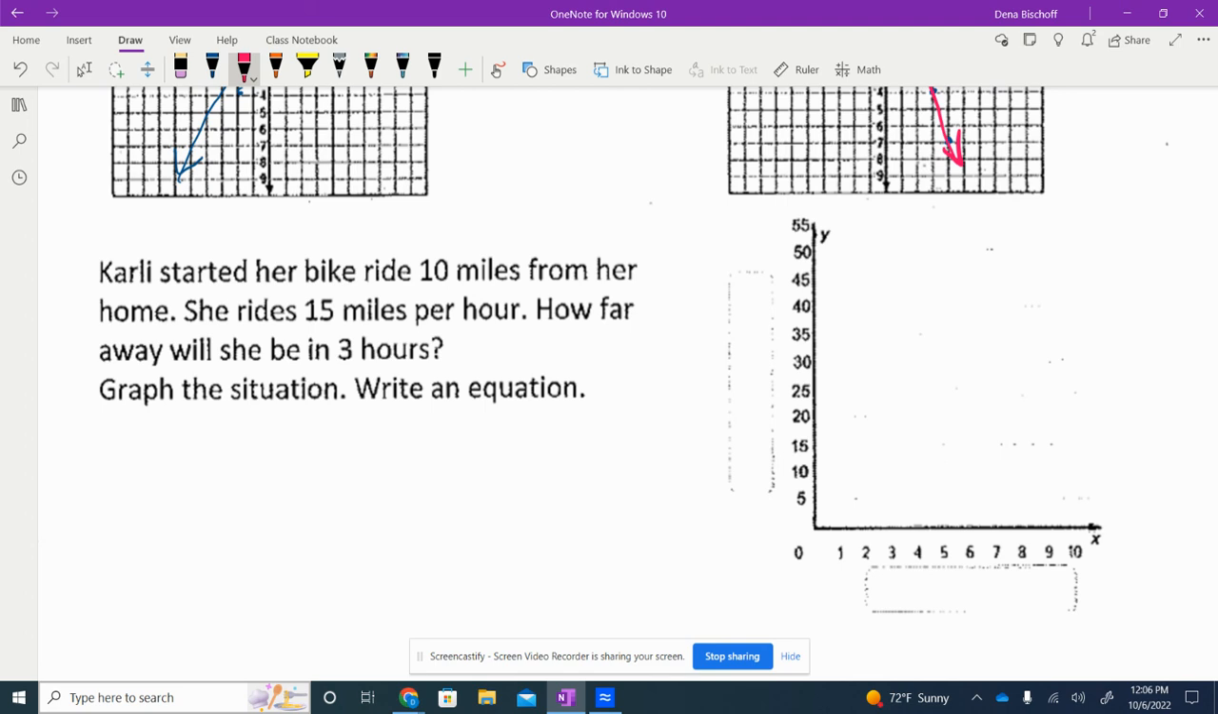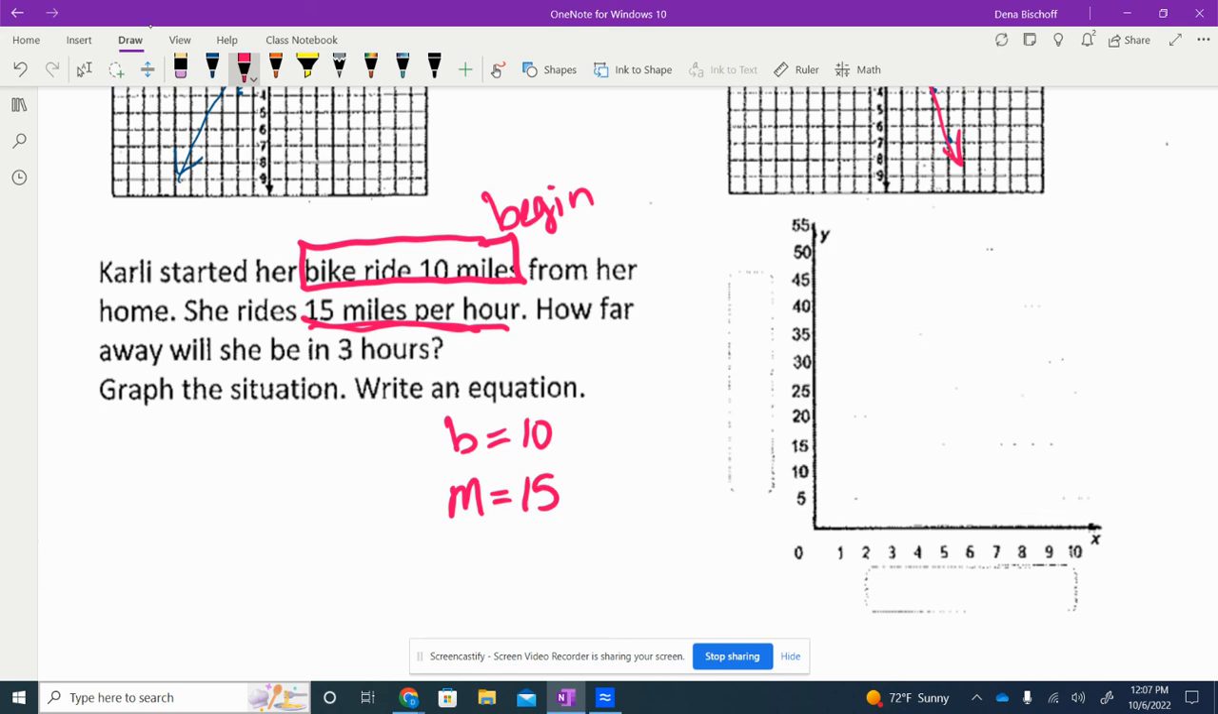So Gab, what were you going to say? Y equals 15x plus 10. It would be. So let's talk about that. This is where she started. Do you see it says she started? That means this is where she begins. So b equals 10. Whenever you see the word per, that means slope. So my m is 15. So y equals 15x plus 10.